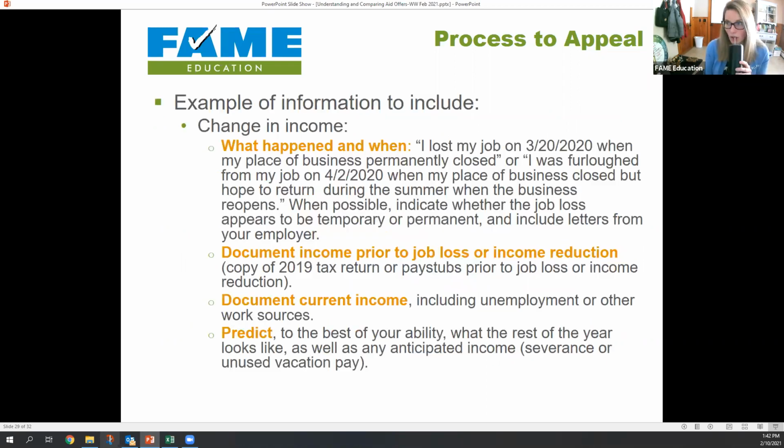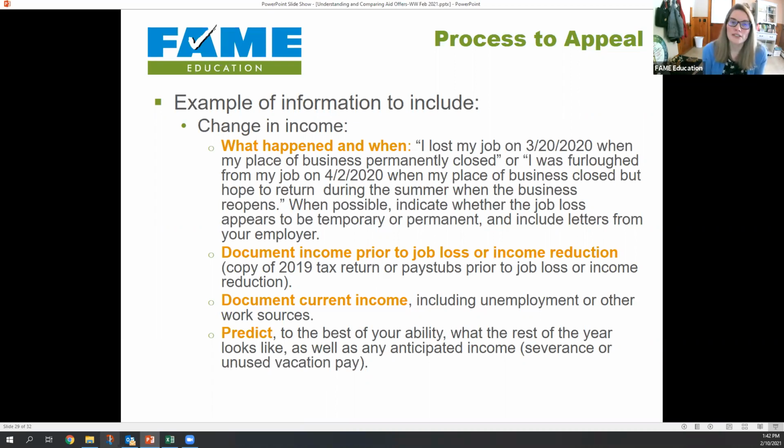So here's an example. I lost my job in March 2020 when my place of business was permanently closed, or I was furloughed on this date. I'm hoping to return in the summer. Indicate whether it's possibly temporary or permanent, and include any documentation from employers. Also include what my 2019 income information was, and what my current income is, or what 2020 looked like, such as income statements.